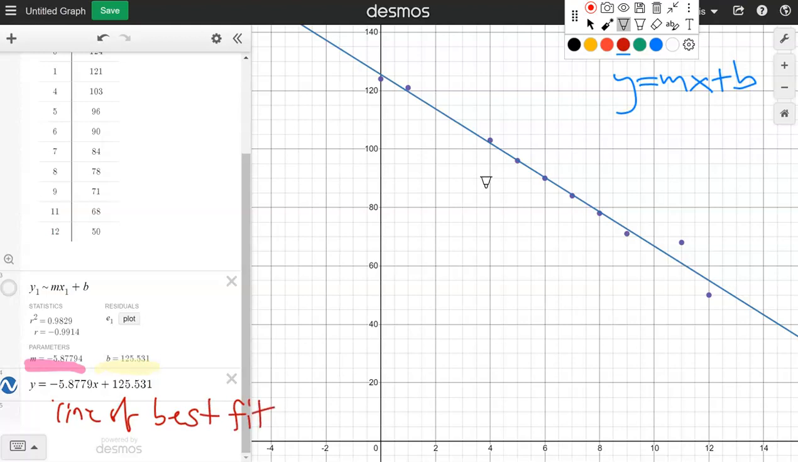Okay, so when you try this on your own, don't forget this. This is how you get the slope and b, your m and b. So you have to type this y underscore 1 tilde m for the slope, and then x underscore 1 plus b. Okay, so again, please don't forget. Try this, and you will be able to get your equation of the line.